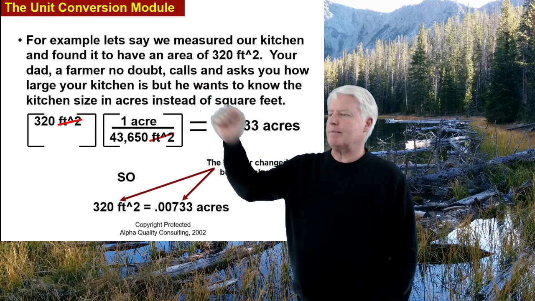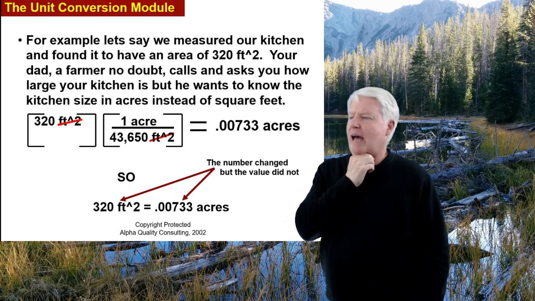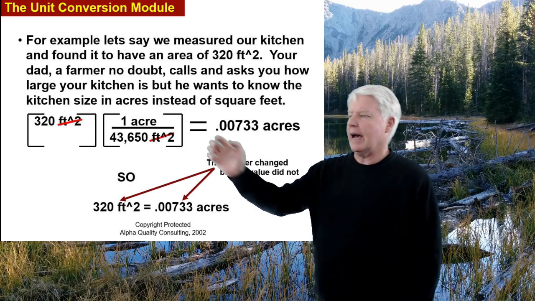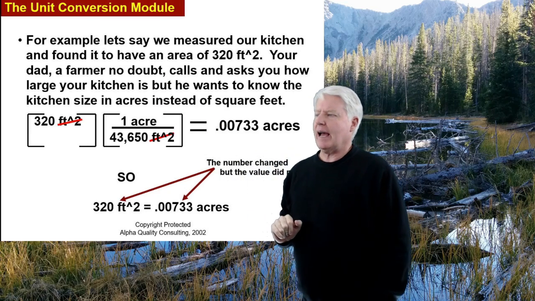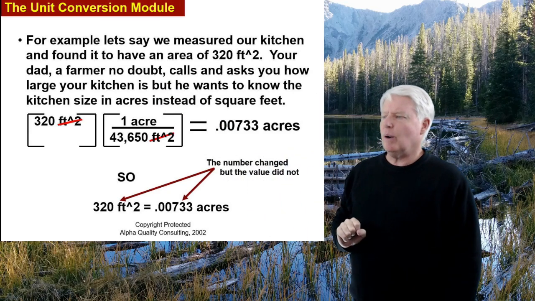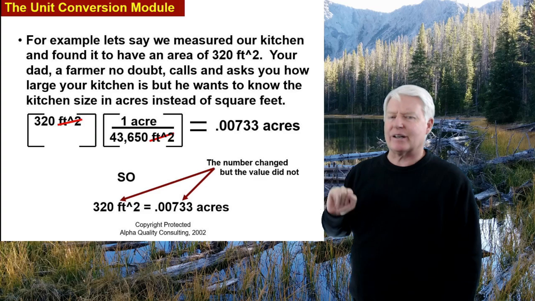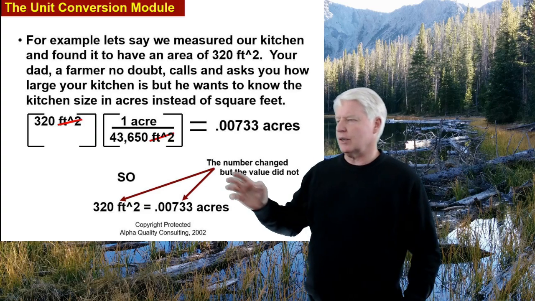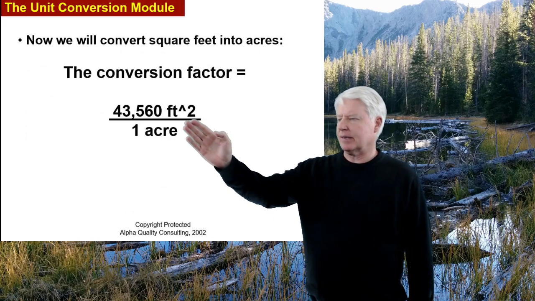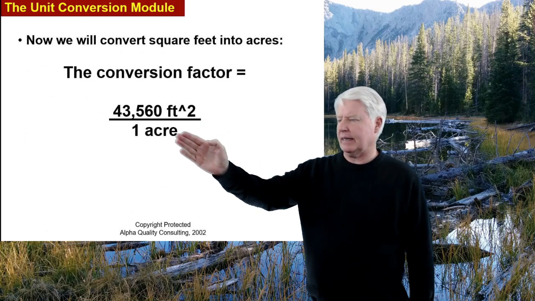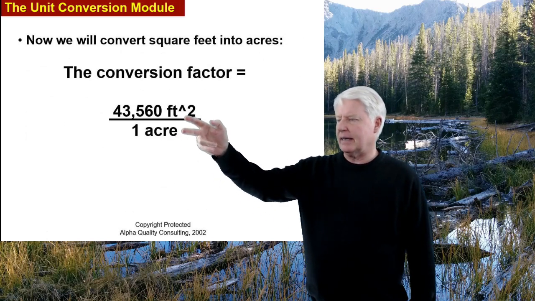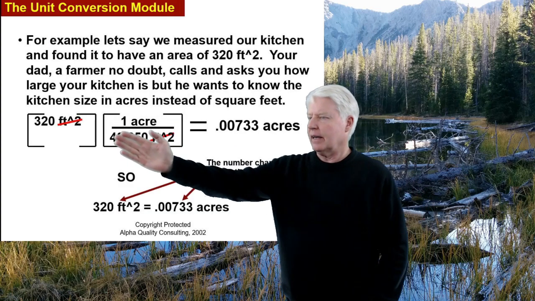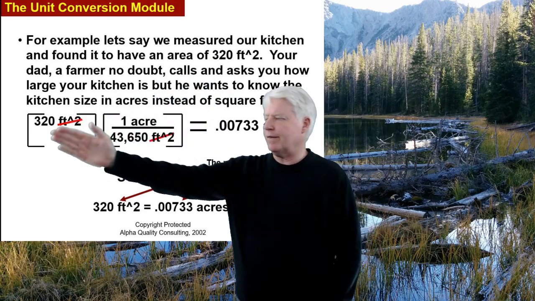For example, let's say we measured our kitchen and found it to have an area of 320 square feet. Your dad, a farmer no doubt, calls and asks you how large your kitchen is, but he wants to know the kitchen size in acres instead of square feet. So what you do is you go back and get this and say, okay, I want acres to hang in here, so I'm going to flip this upside down. So acres is in the numerator, square feet is in the denominator. Then I take my 320 square feet.